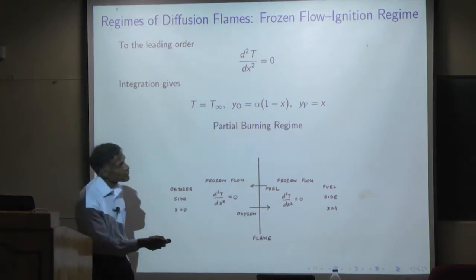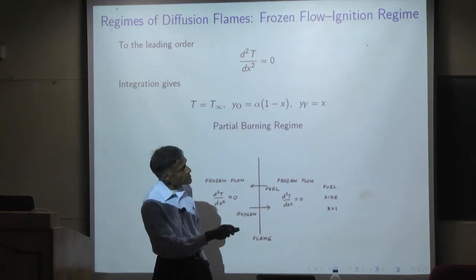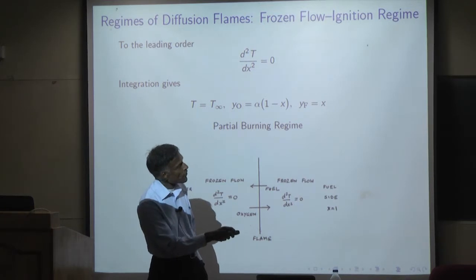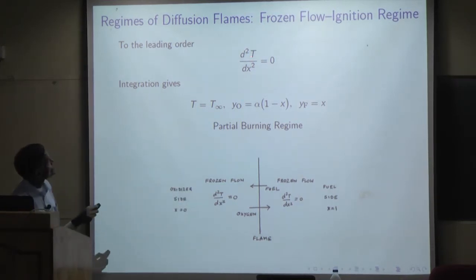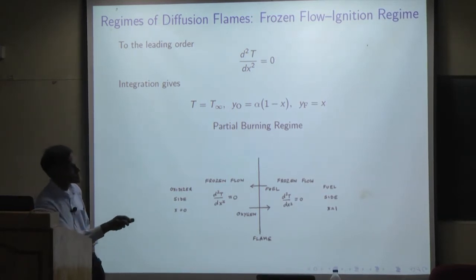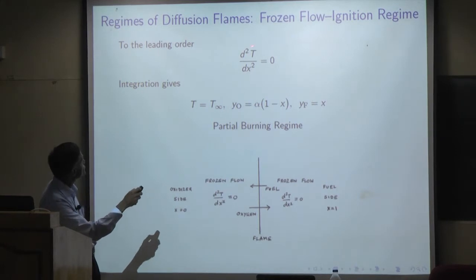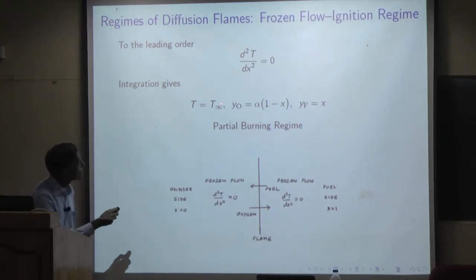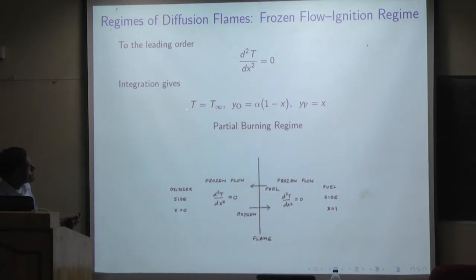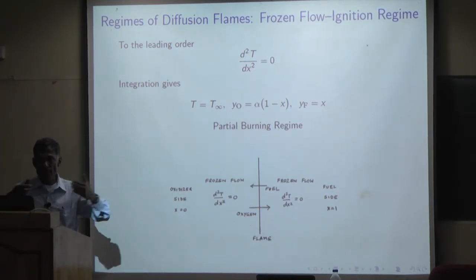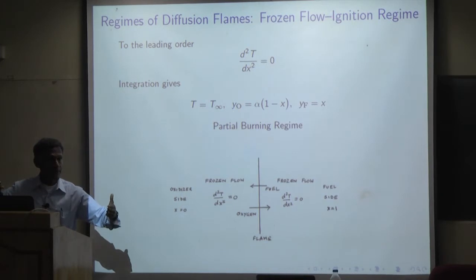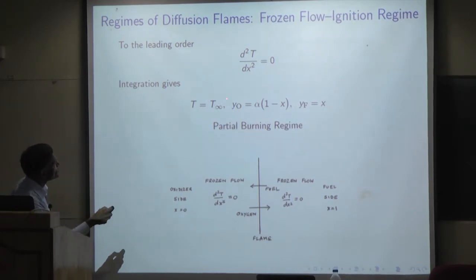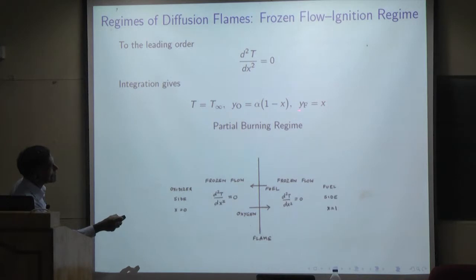So let's assume that you have a case where both sides are frozen. Then, to the leading order, the second derivative is 0 here as well as over there. So that's the leading order, this is true. And since I've assumed that the temperature profile is T infinity on either side, the temperature to the leading order is T infinity everywhere, and YO and YF are given by these expressions.